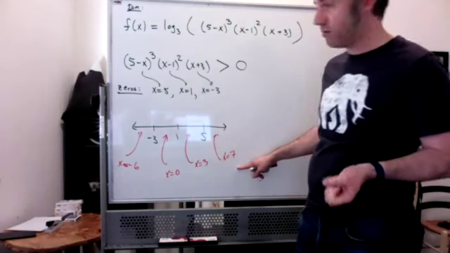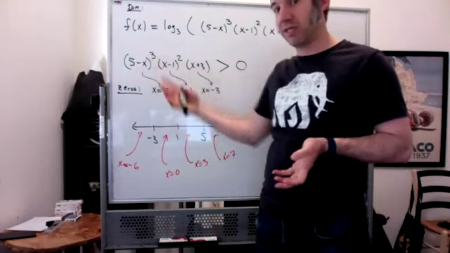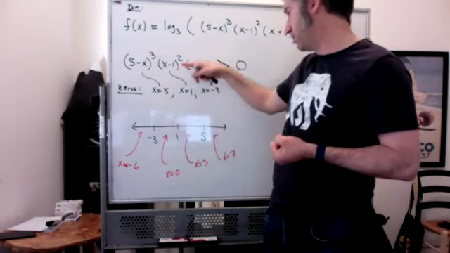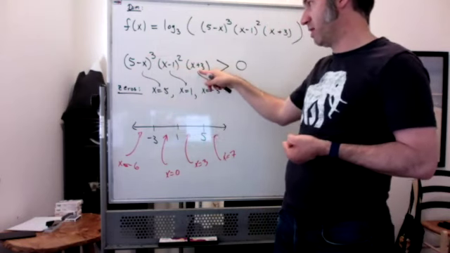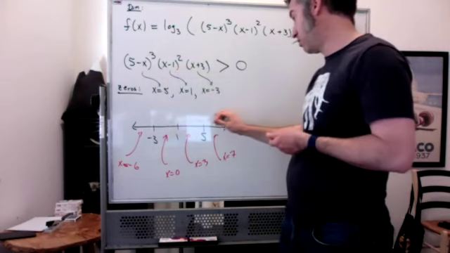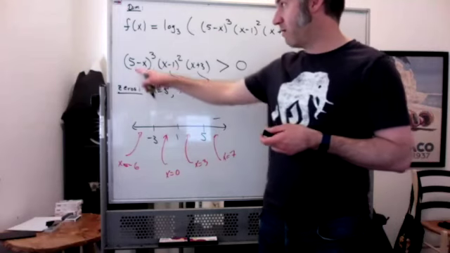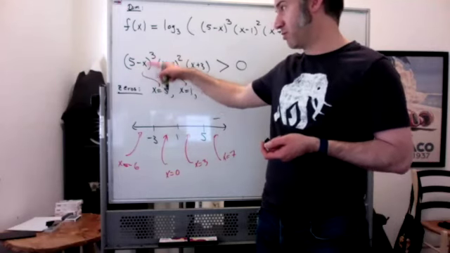So pick a number bigger than 5, we picked 7. 5 minus 7 is negative, and the negative number cubed is still negative. 7 minus 1 is positive, 7 plus 3 is positive. So I have a negative times a positive, which is going to be negative overall. Okay, then between 1 and 5, we pick 3. 5 minus 3 is positive, a positive number cubed is still positive.